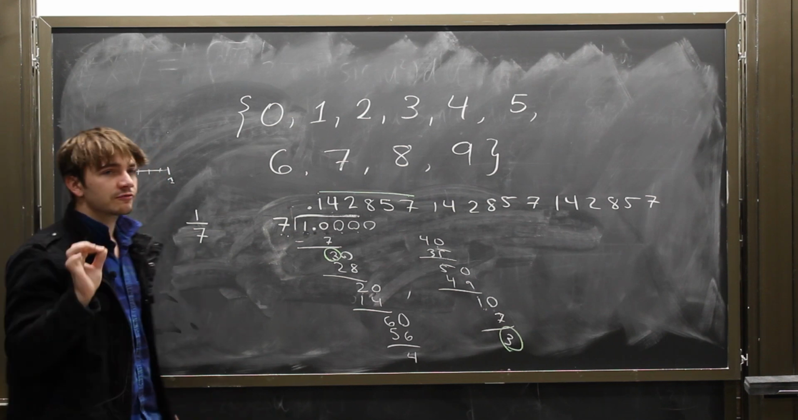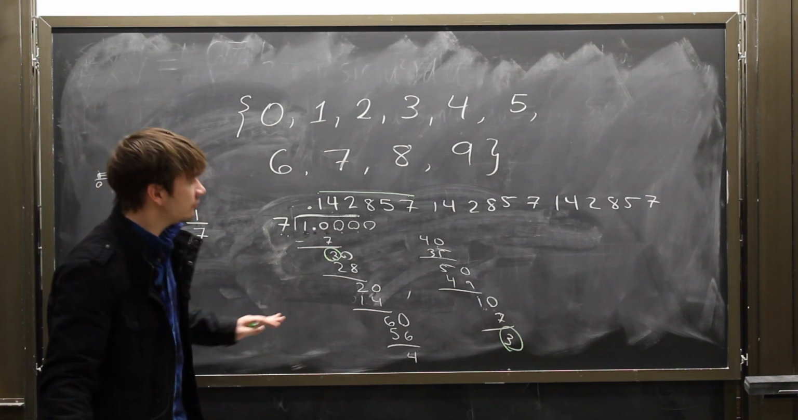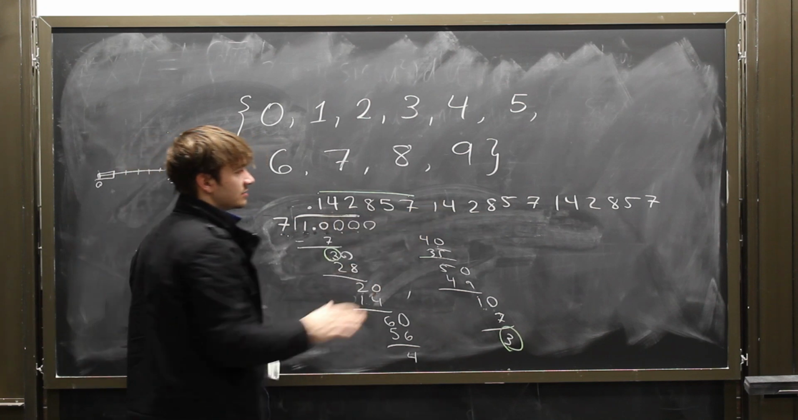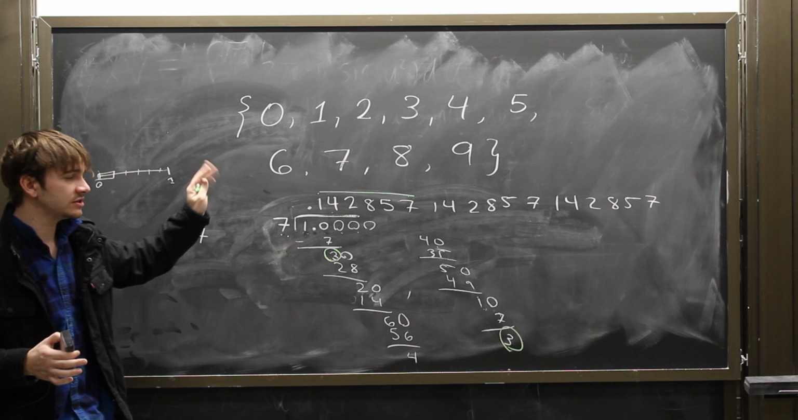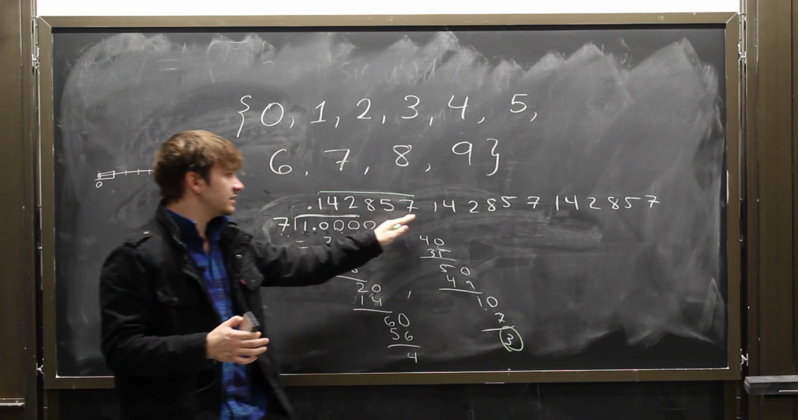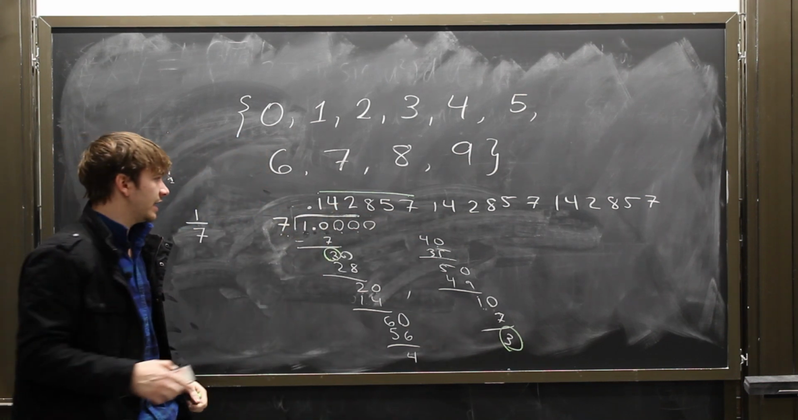It turns out that every fraction has this pattern, okay? Every fraction has a periodic decimal expansion in any number system. It doesn't have to be base 10. It could be any base number system. If I look at a fraction, its decimal expansion will be periodic, okay?